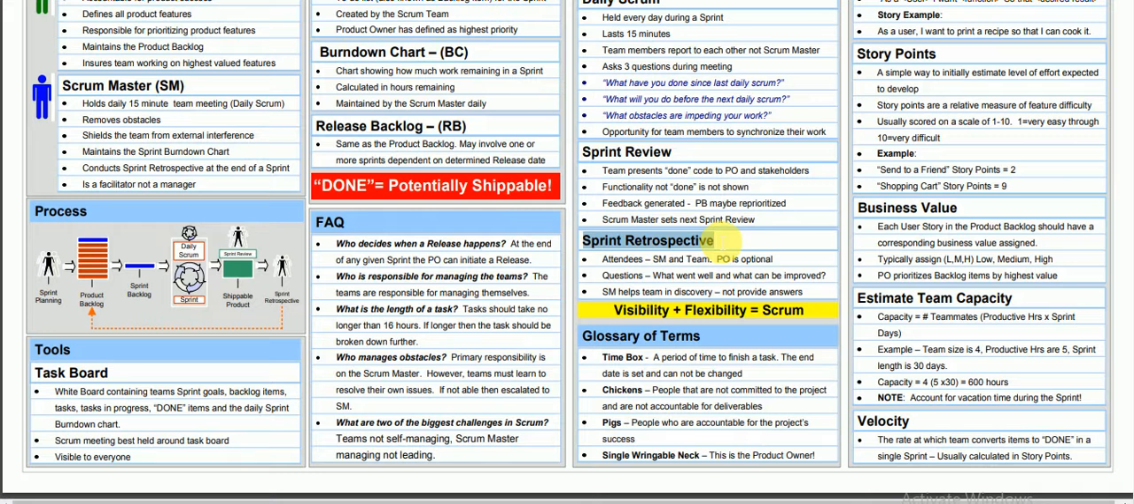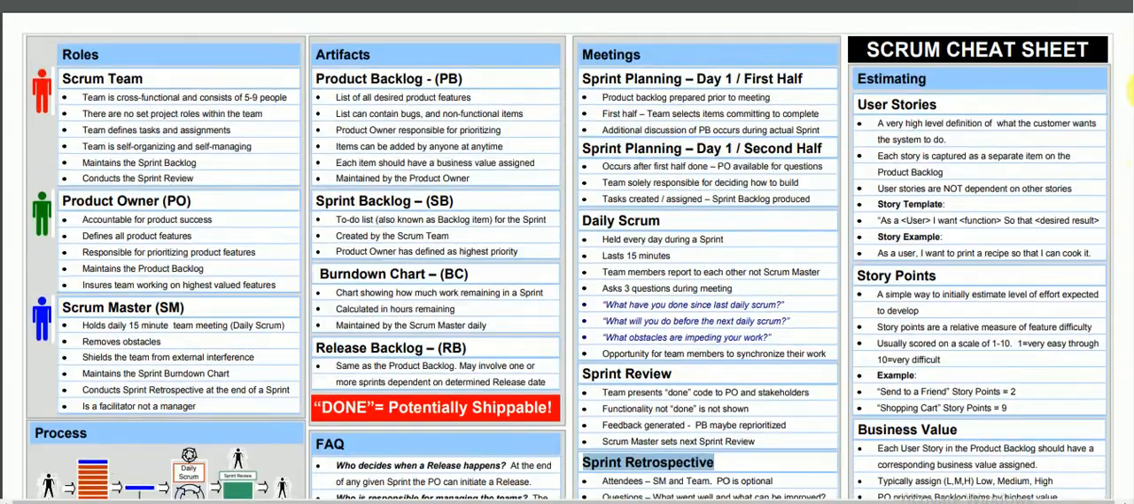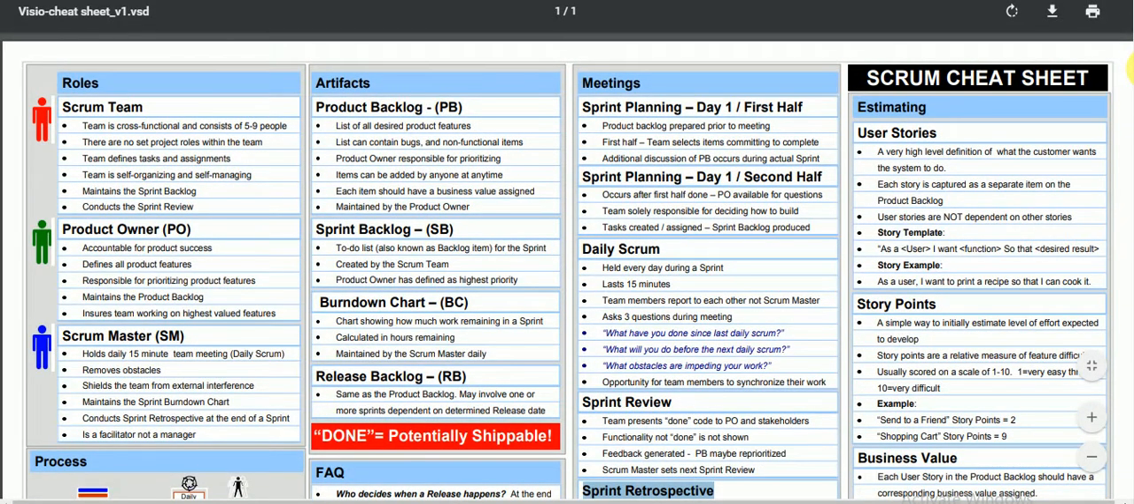So what is sprint review? What is sprint retrospection? What are chickens? Who are chickens? Who are pigs? What is the importance of story points? What is the importance of business value for each story? What is velocity? What is our team capacity? These are all interview questions. Everything is an interview question. I hope you understand. If you have any questions, please post them to me.